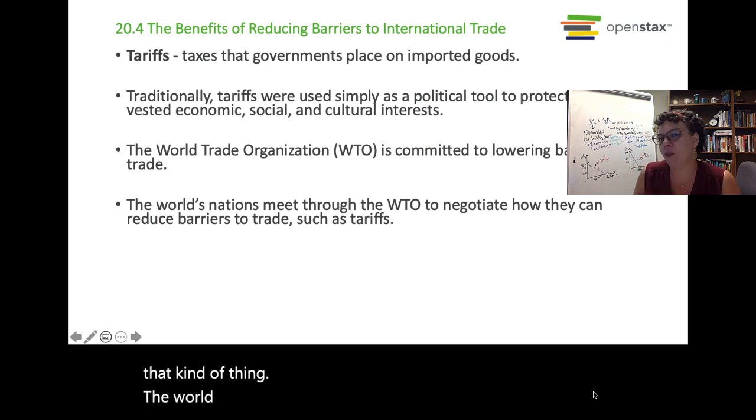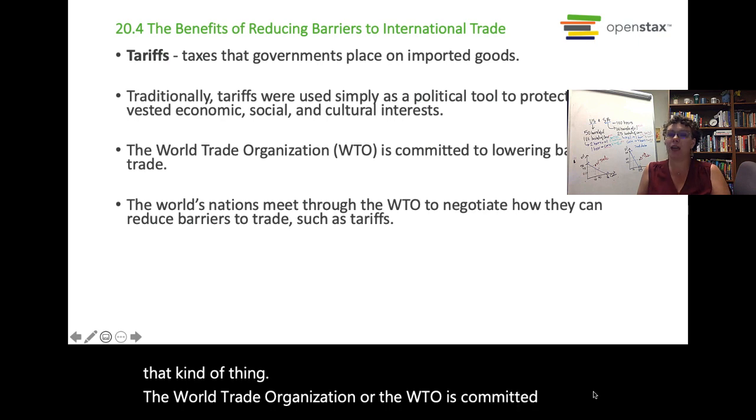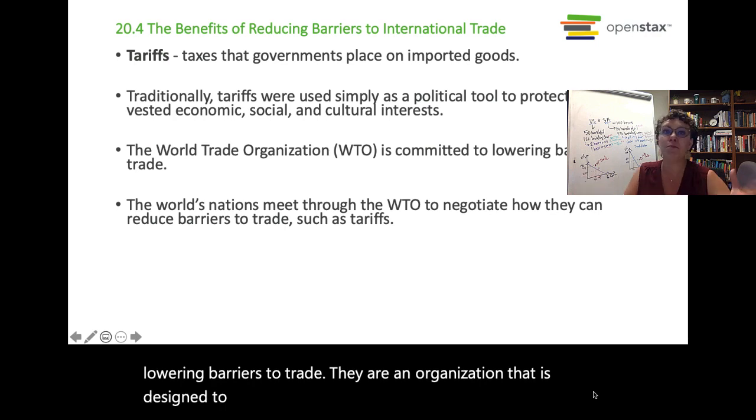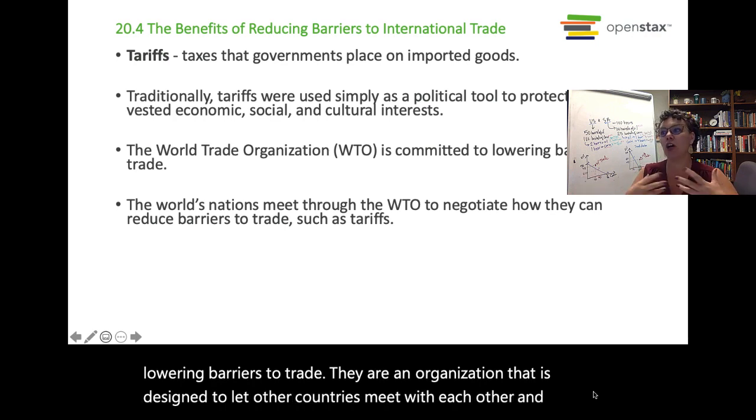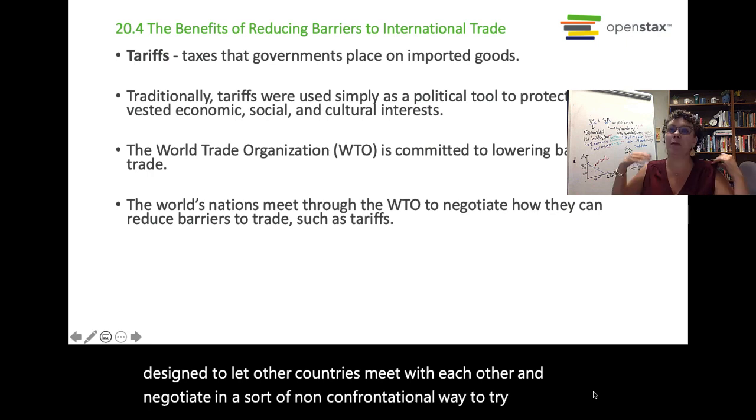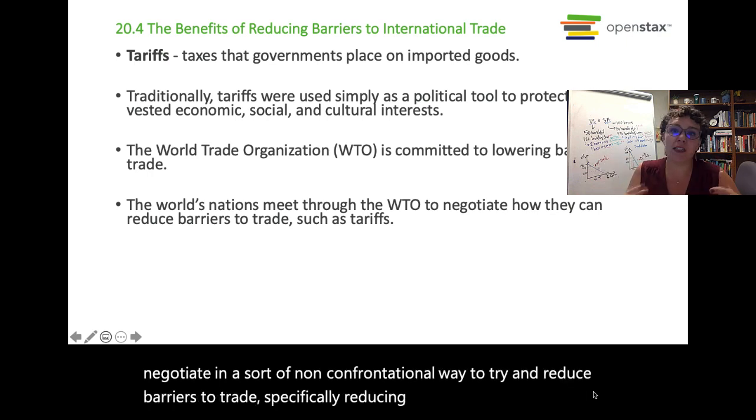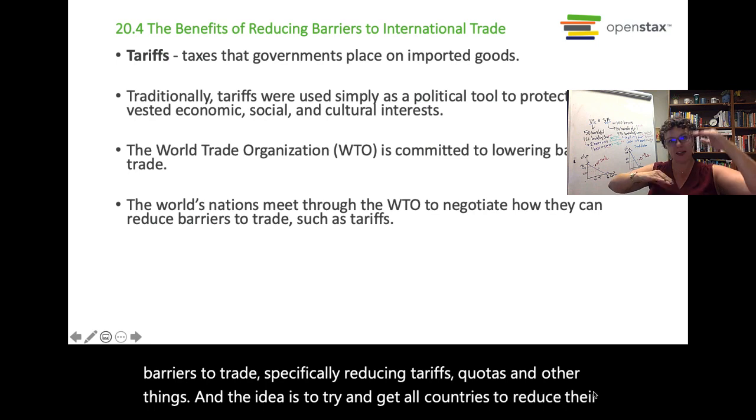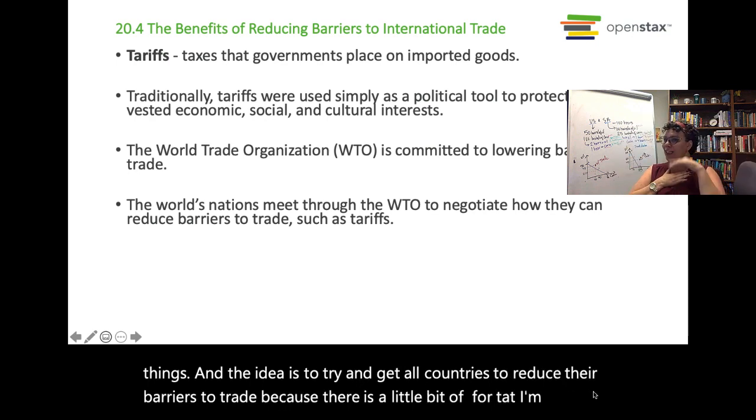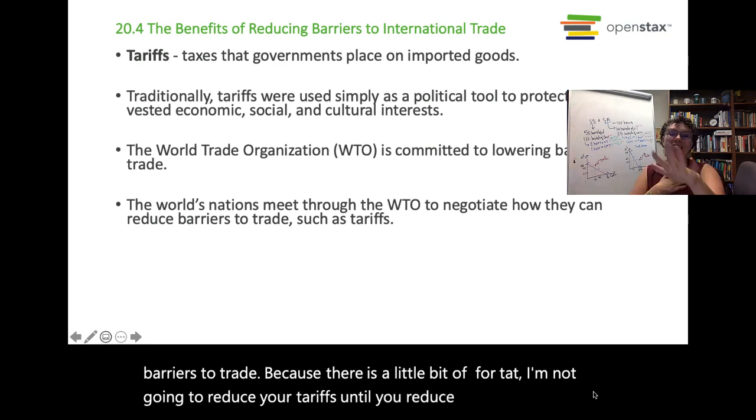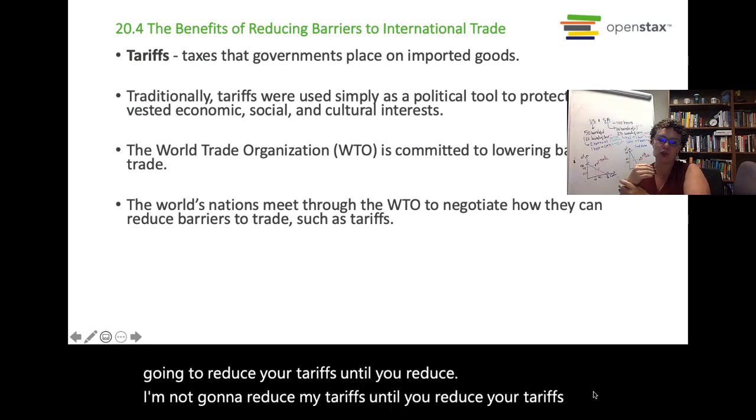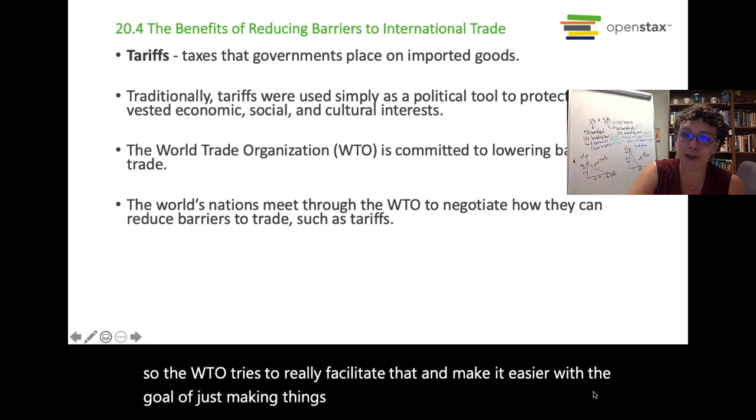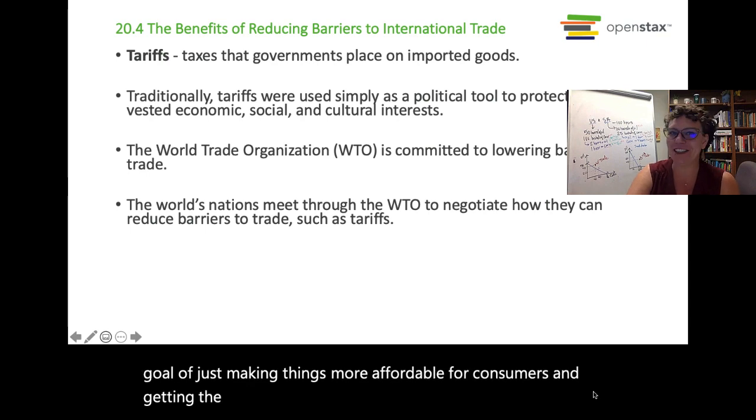The World Trade Organization, or the WTO, is committed to lowering barriers to trade. They are an organization that is designed to let other countries meet with each other and negotiate in a sort of non-confrontational way to try and reduce barriers to trade, specifically reducing tariffs, quotas, and other things. And the idea is to try and get all countries to reduce their barriers to trade, because there is a little bit of tit for tat. I'm not going to reduce my tariffs until you reduce your tariffs. And so the WTO tries to really facilitate that and make it easier, with the goal of just making things more affordable for consumers and getting the best quality, lowest cost goods out there.